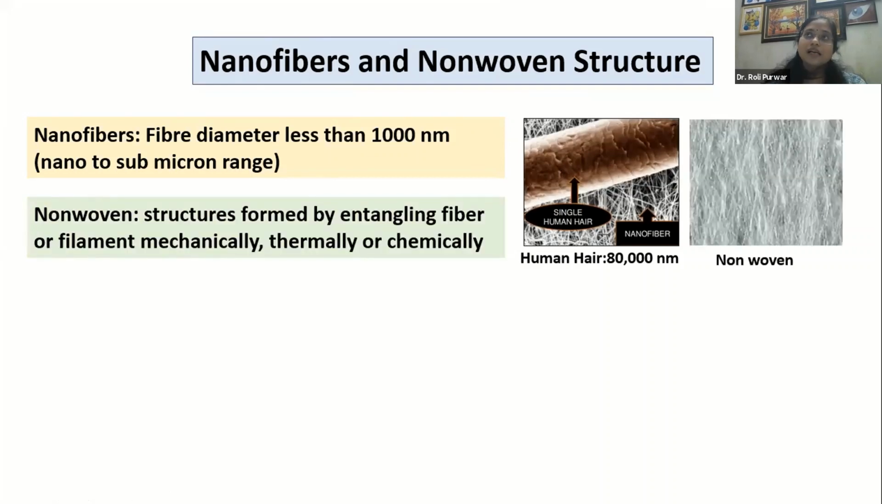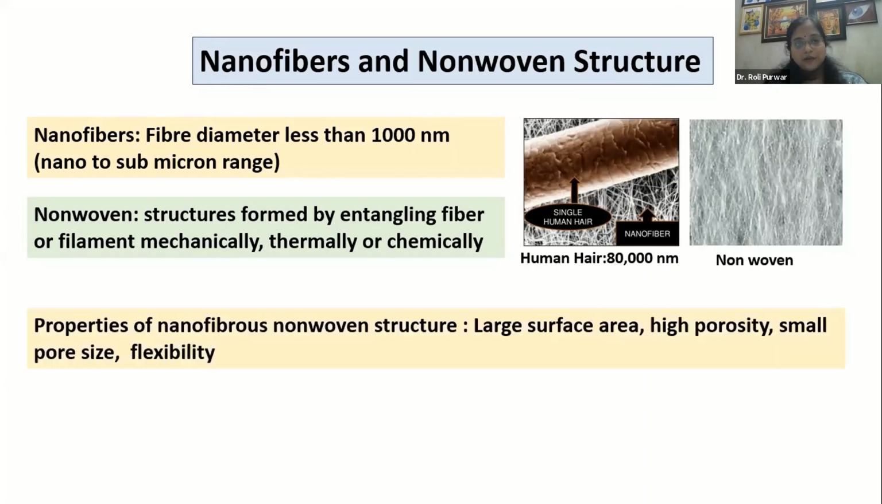A non-woven structure is a structure formed by entangling fibers or filaments mechanically, thermally or chemically. Whenever we make nanofibers using the electrospinning machine, we get this kind of non-woven structure. Here is a picture of a non-woven structure where all the fibers are entangled with each other.